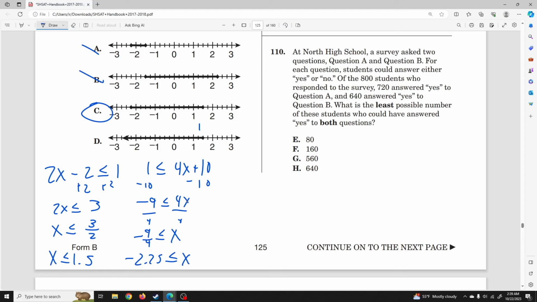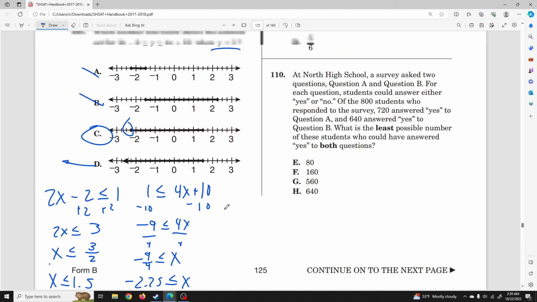That's all. This is wrong because it has an arrow, which means that x can be any point so long as it's not greater than 1.5. Here we have a lower limit, which means that x cannot be less than 2.25, right? So it can't just go on forever. It stops at 2.25, can't be any less.